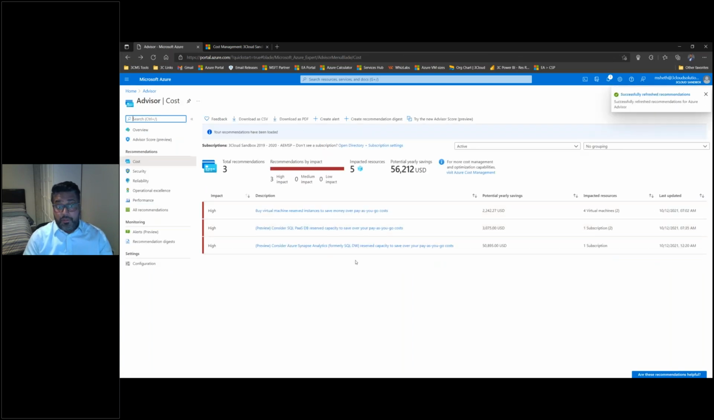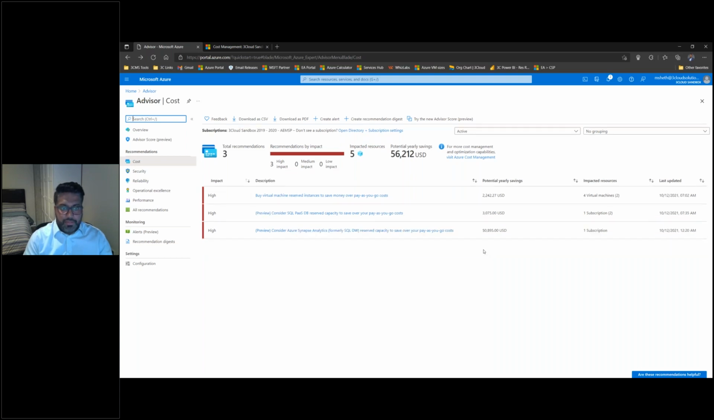So another big one here for us in this environment is for data warehouse. Now, you can purchase all types of reserve instances. There are reserve instances for virtual machines, reserve instances for database, storage, and others. So in this case, because we have what was formerly SQL Data Warehouse, now called Azure Synapse Analytics, running, and given the amount of consumption happening there, it is making this recommendation, so that's great.